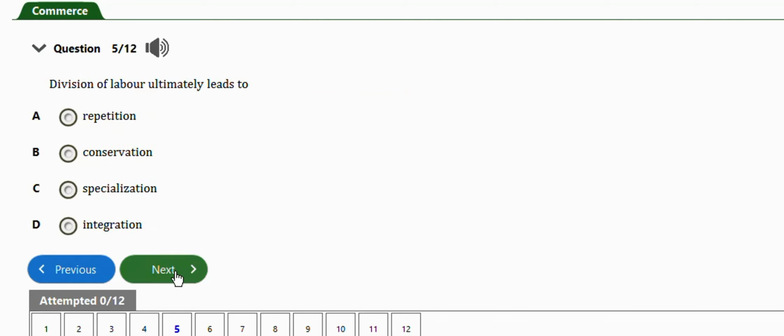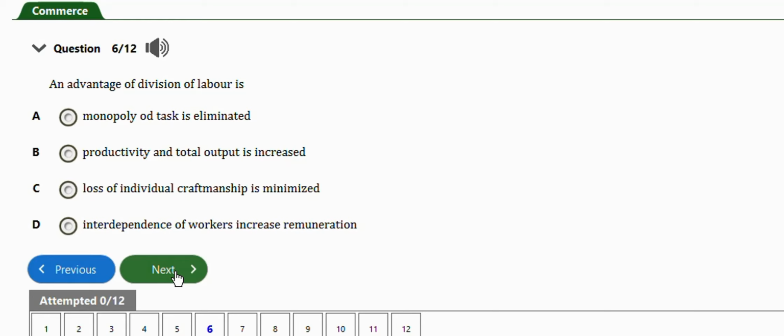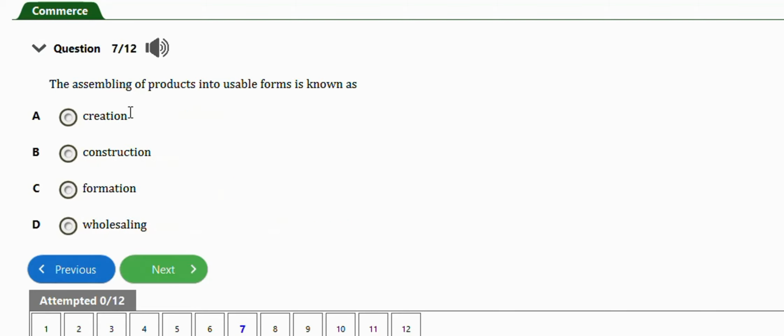Option C. Very interesting. Next question. An advantage of division of labor is where monopoly of all tasks is eliminated, productivity and total output is increased, loss of individual craftsmanship is minimized, independence of workers increased, remuneration. The right answer is option B, productivity and total output is increased. Very important. Next question. The assembly of products into usable form is known as what? Construction. Repeated question. Option B is the right answer here.